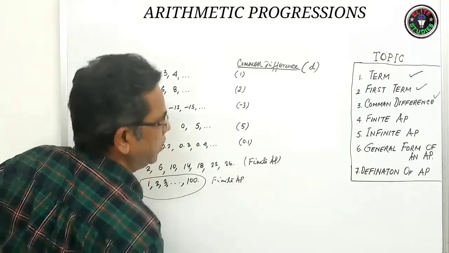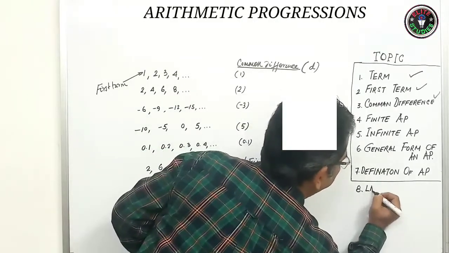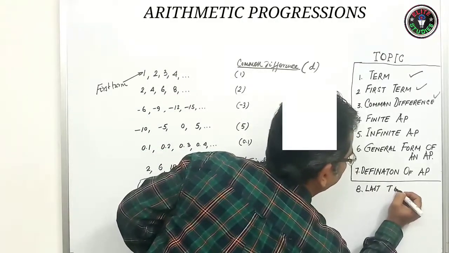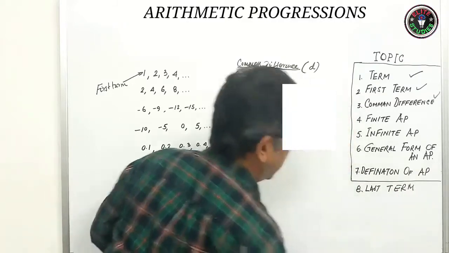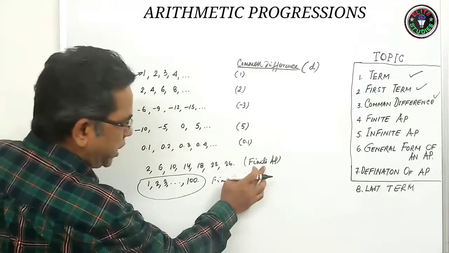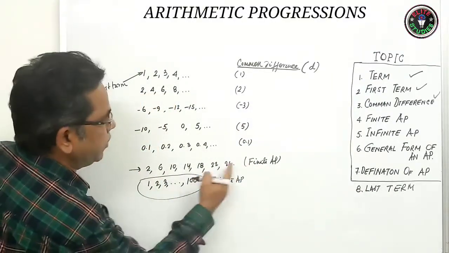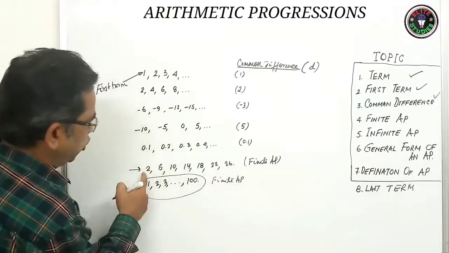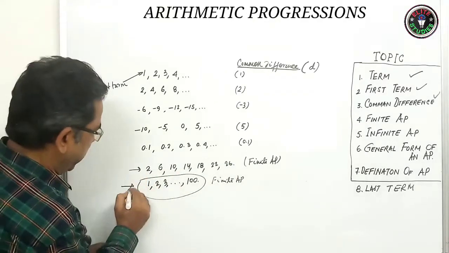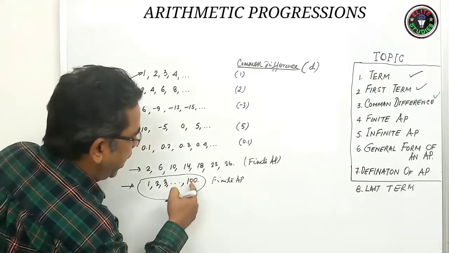Here you should also add one thing, I forgot, sorry: the last term. Just as there is a first term, there is a last term. So in the case of a finite AP, you will get a last term. In this finite AP, 26 is the last term, 2 is the first term. In this AP, 1 is the first term, 100 is the last term.